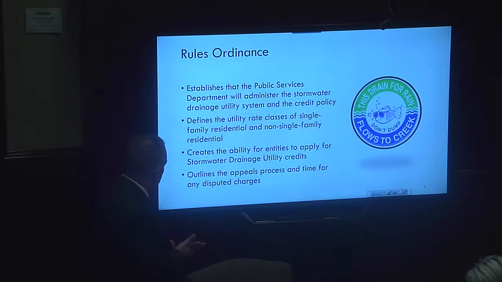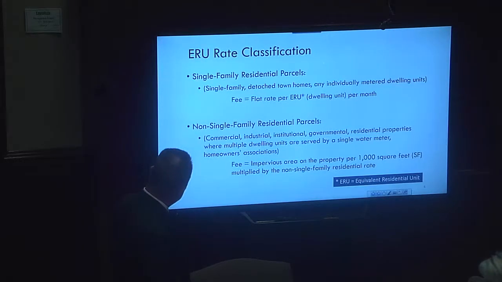So the rules ordinance establishes that the Public Services Department will administer the stormwater drainage utility system and the credit program. It defines the utility rate classes of single-family residential and non-single-family residential. It creates the ability for entities to apply for credits. The rules ordinance establishes the ability for it, and then we have an administrative directive that actually establishes the credit program. It also outlines the appeals process and the time for any disputed charges.